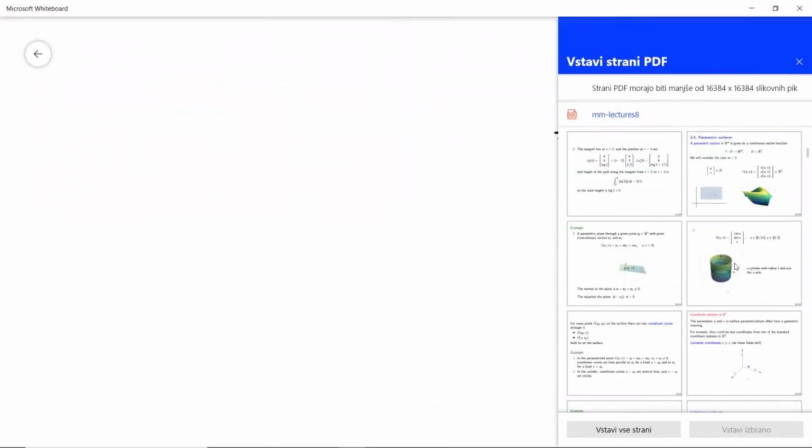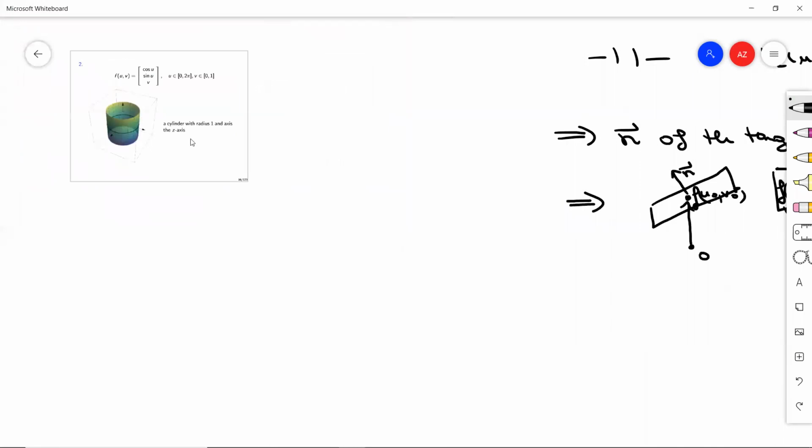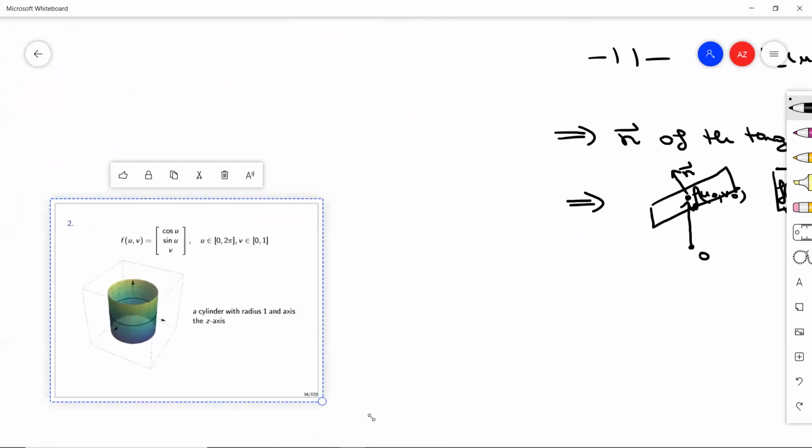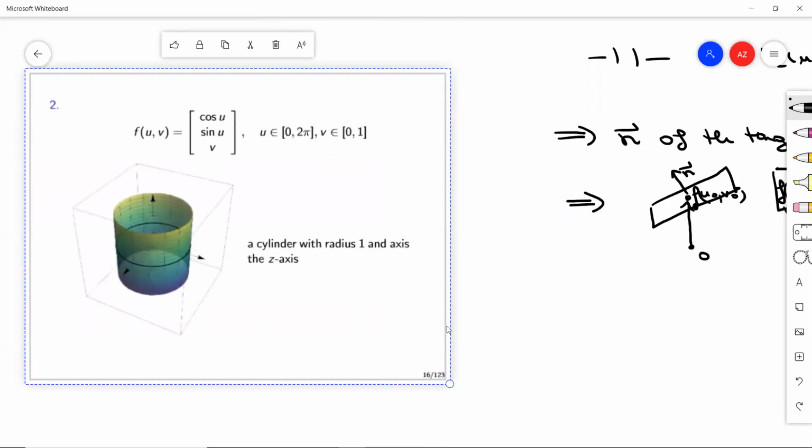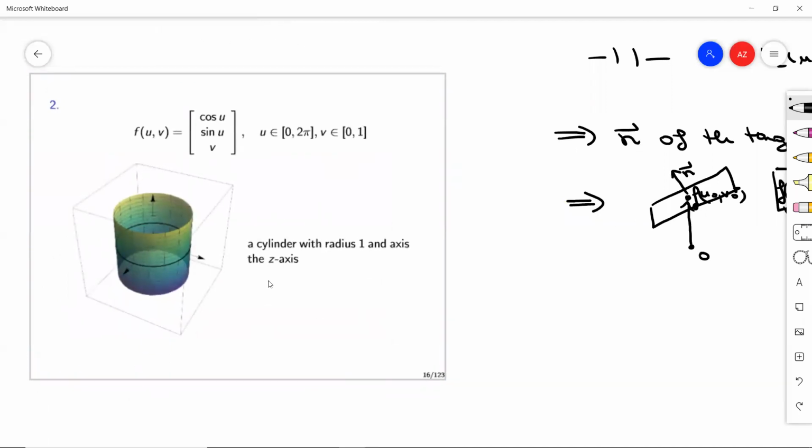So for example, the cylinder. If we take a cylinder and choose a point, for example, this point, what are the coordinate curves? We intersect the cylinder with the plane with fixed V0. So what did we fix here? Yeah, here we fixed V0.